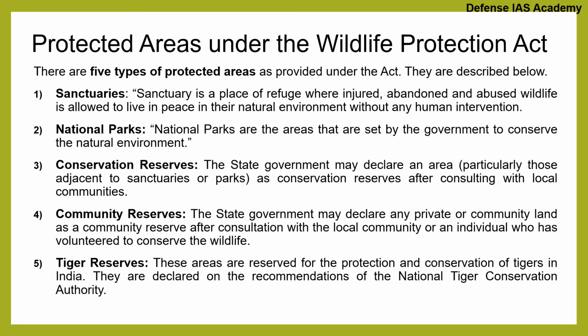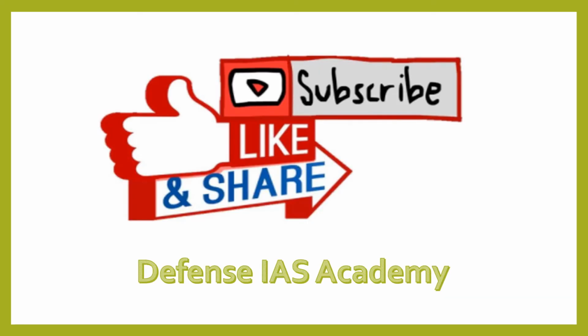So these five areas, sanctuaries, national parks, conservation reserves, community reserves and tiger reserves, together help us to protect the wildlife, the flora and the fauna, and give an ecological balance to the environment. So that's the Wildlife Protection Act of 1972.